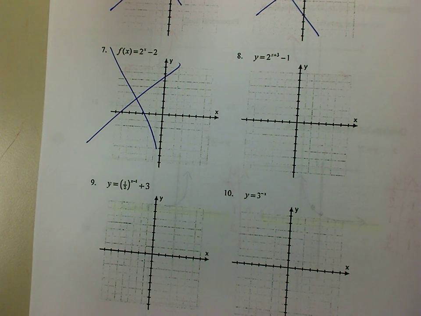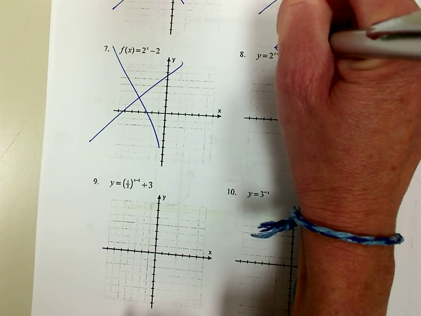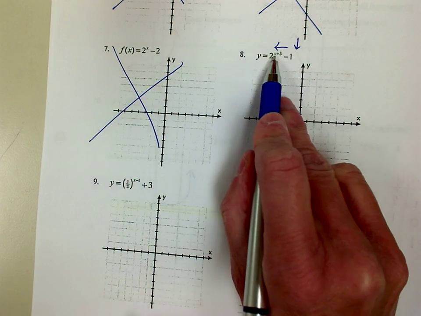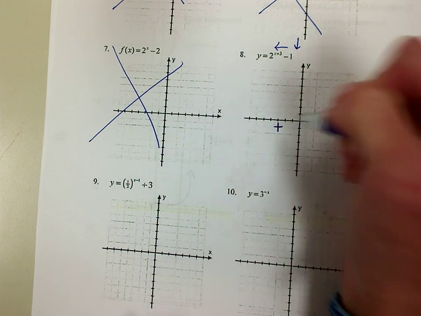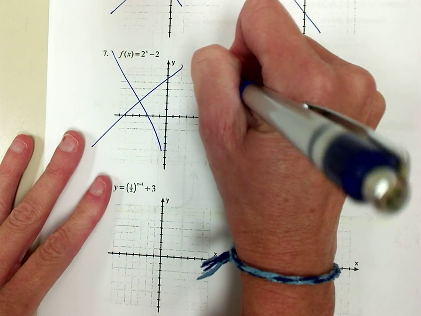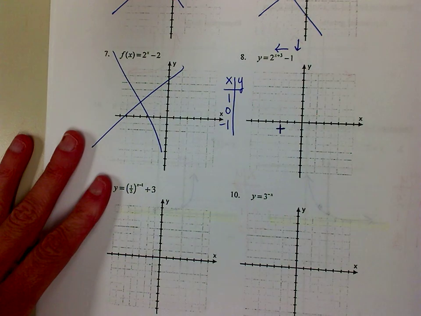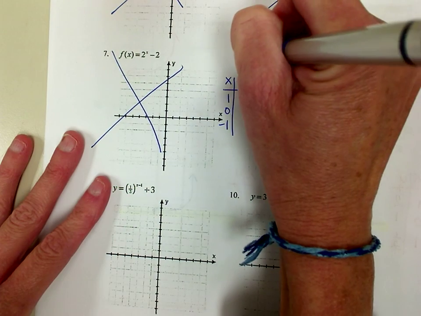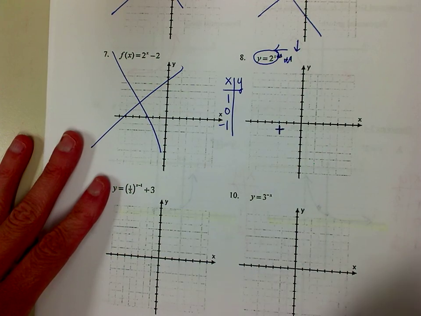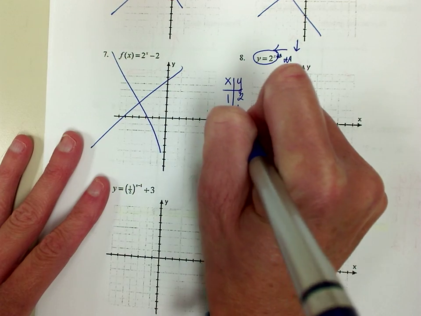Okay, so first I need to move my origin. I'm going to go to the left 3 and then down 1. So if you have a number with x, you always do the opposite. So to the left 3, down 1. That's my new origin. Now I'm going to make a table. I'm going to put 1, 0, -1 in for x. And these numbers are not here anymore because I moved them. So I have y equals 2 to the x. Next to 1 is the base, next to 0 is 1, next to -1 is the reciprocal of the base.